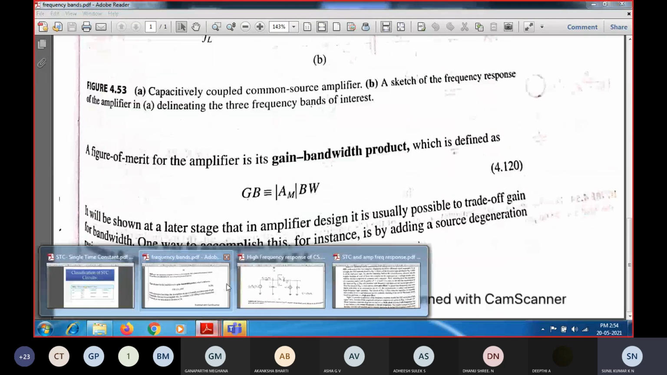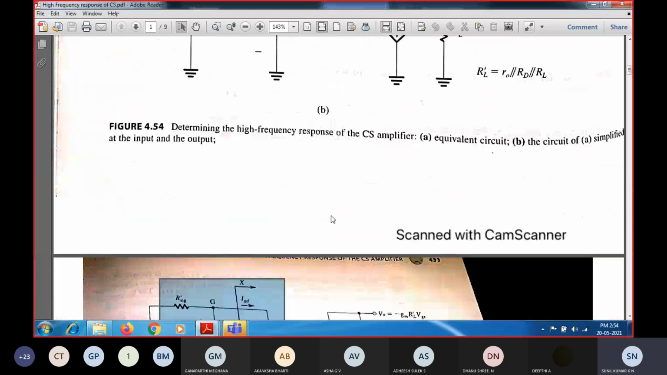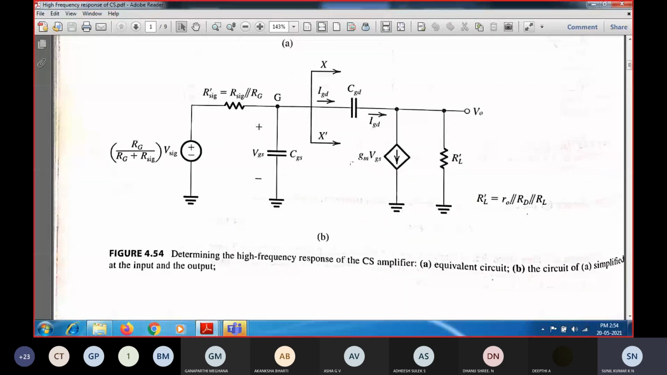Okay, so if you consider the figure, here the current is only due to GM into VGS. So this IGD is very small when compared to the current GM into VGS. So we're going to neglect this gate to drain capacitance.